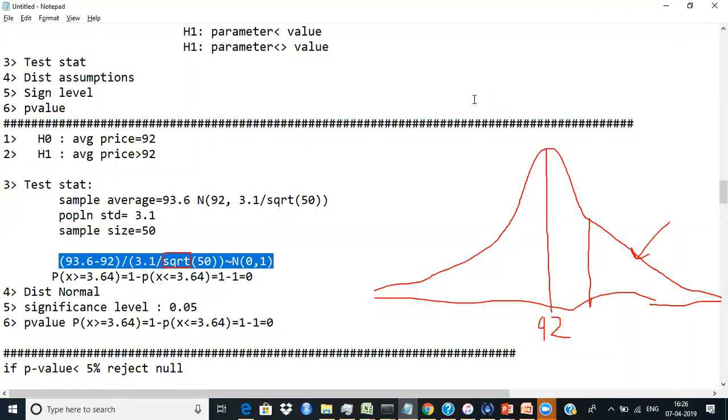The probability is zero. So what does probability zero mean? Under the null assumption, the probability of getting a value of 93.6 is highly improbable, right? Probability is very small means highly improbable. So you reject the null.